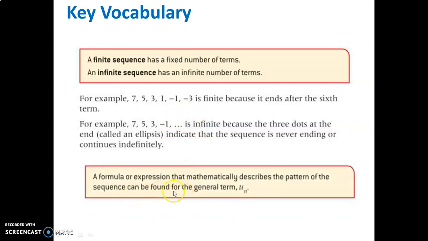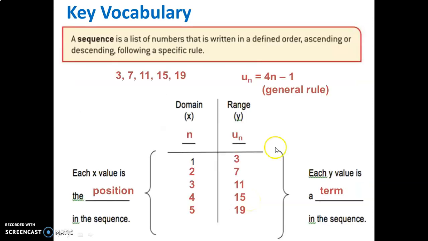Also, we were talking about the rule, or general rule, for a sequence, and let me read this about that. A formula or expression that mathematically describes the pattern of the sequence can be found for the general term. So there's a formula or rule, and we use u sub n to express that rule, just like we did here.